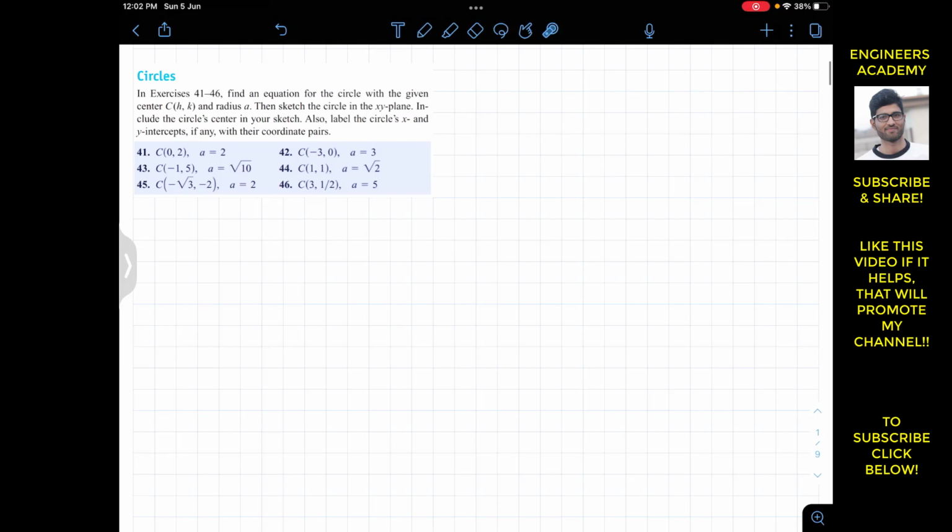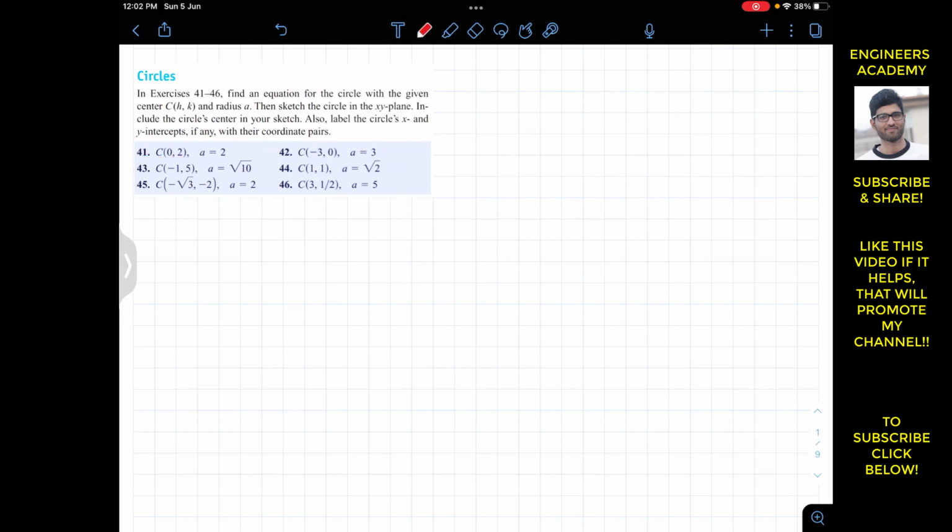Now let's solve some exercises from Thomas Finney calculus related to that standard form of the circle. It says that in exercises 41 to 46, find an equation for the circle with the given center h and k and radius a. Then sketch the circle in the xy plane. Include the circle center in your sketch. Also label the circle's x and y intercepts, if any, with their coordinate pairs. So now the first exercise is exercise 41.